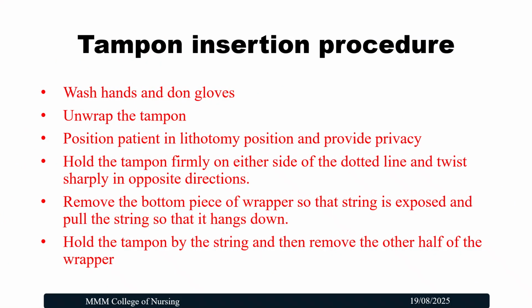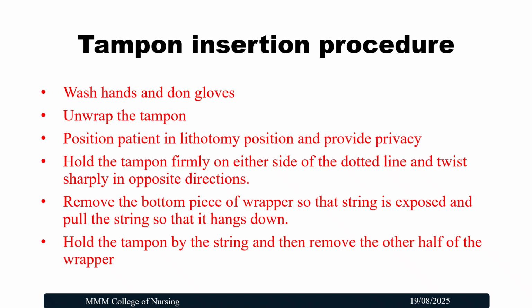Let's see the tampon insertion procedure. First, wash your hands and put on gloves, unwrap the tampon, position the patient in lithotomy position and provide privacy. Hold the tampon firmly on either side of the dotted line and twist sharply in opposite directions. Then remove the bottom piece of the wrapper so that the string is exposed, and pull the string so that it hangs down.